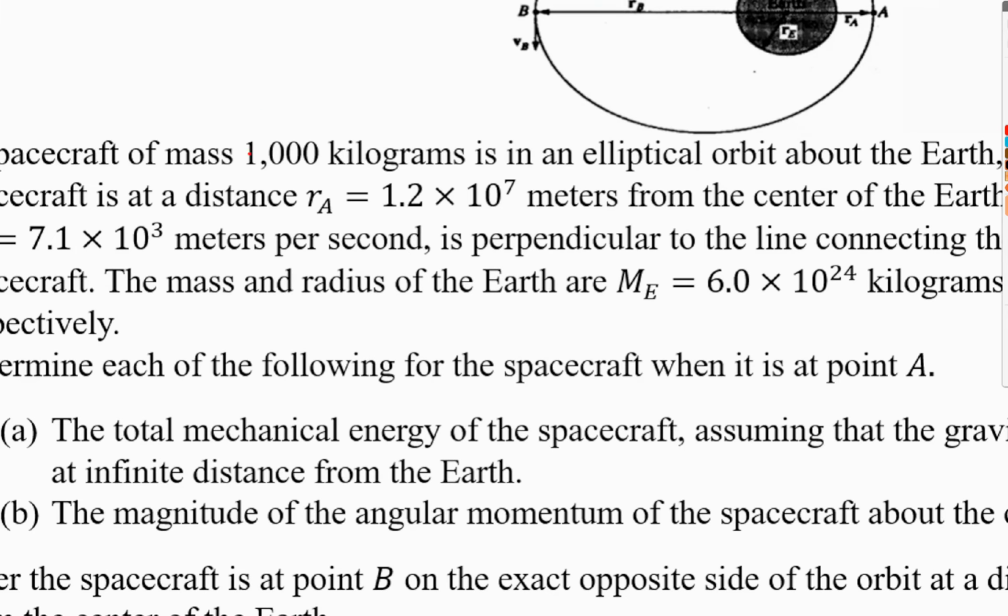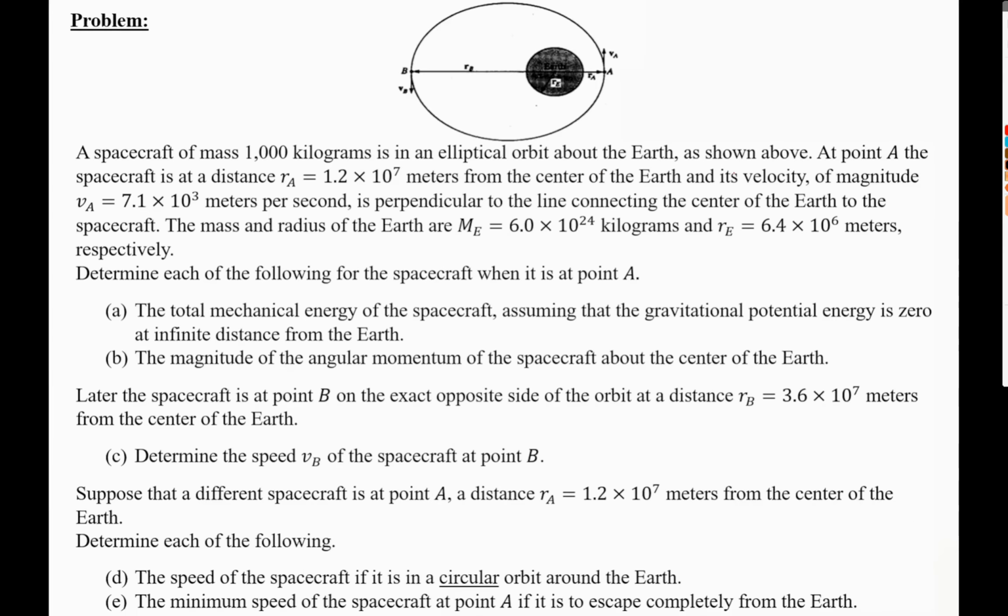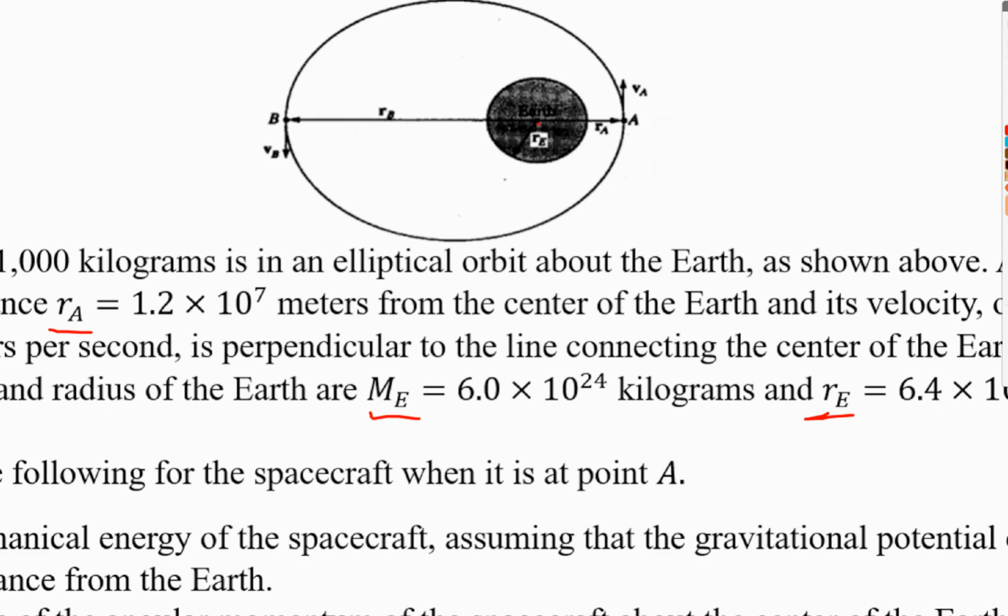Now the mass of the spacecraft is given as 1 kg. At a point A, the spacecraft is at a distance RA of 1.2 times 10 to the power 7 meters from the center of the Earth, and its velocity of magnitude VA is perpendicular to the line connecting the center of the Earth to the spacecraft. The mass and the radius of the Earth are given as follows. So the central mass is important, and the radius of the Earth is important. Remember that RA is the distance from the center to the point A.